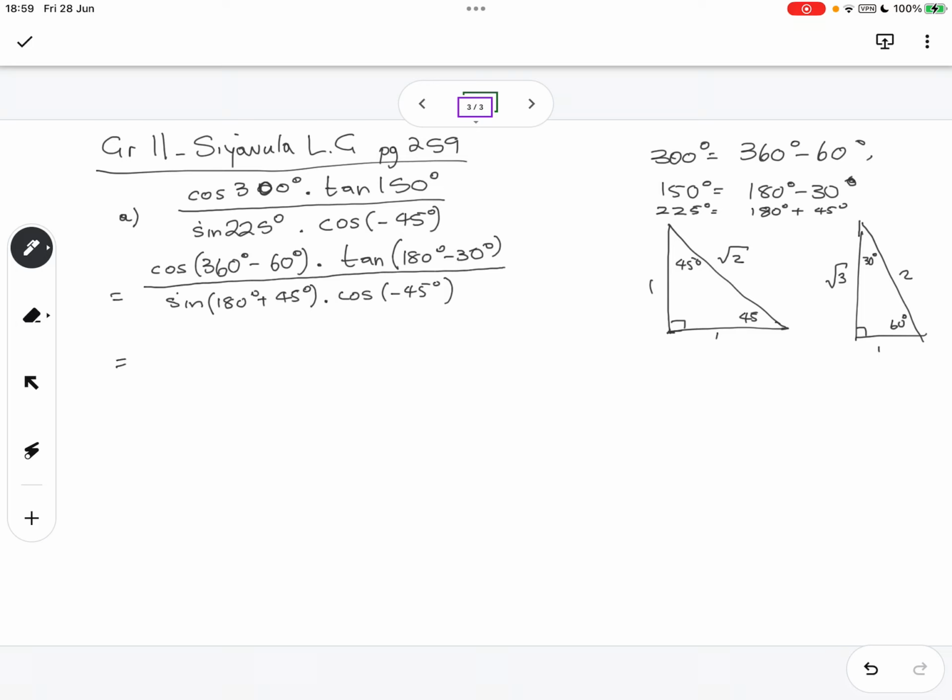So then, is it still clear up to so far? Up to this point, is everything clear?